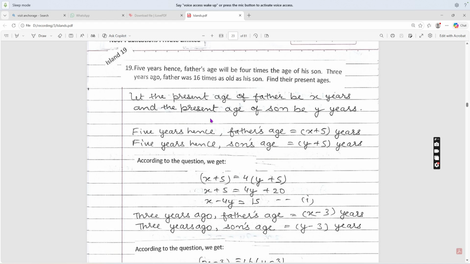Up to the previous video we have covered, or we can say we have traveled up to island number 18. This time we are going to continue our journey through island 19, and here we go.